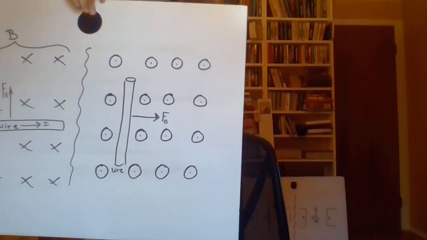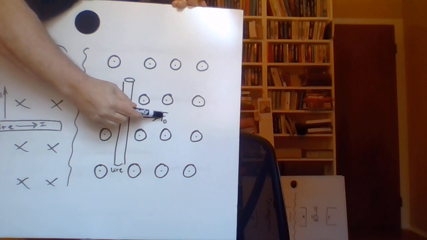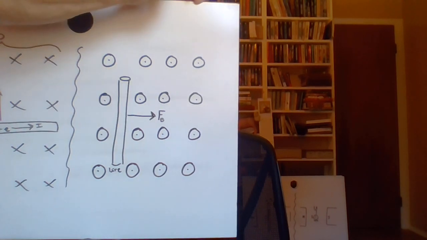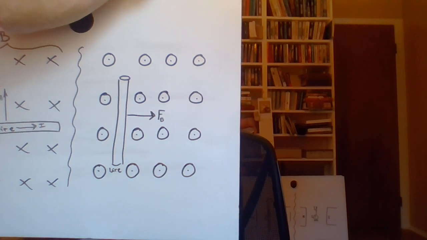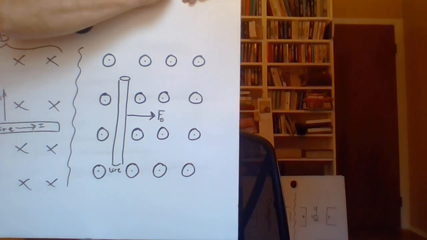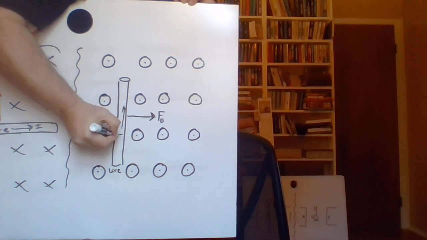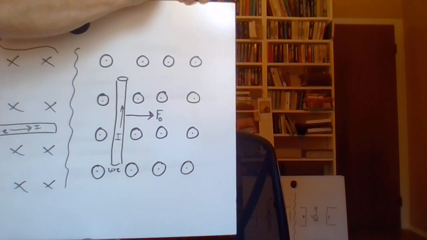So for this orientation of the force, the magnetic field coming up out of the page, the current here is going up. That would be the direction for I in this.